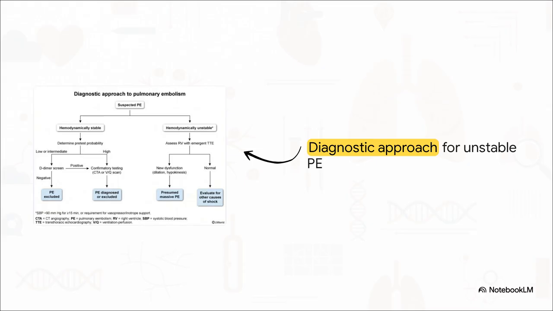And just a quick reminder on PE clues. Watch for acute dyspnea, pleuritic chest pain, syncope, hemoptysis, and mild atelectasis. Also, don't get tricked looking for classic ECG signs like the Hampton hump, Westermark sign, or S1Q3T3. They're actually really rare. Simple sinus tachycardia is far, far more common.